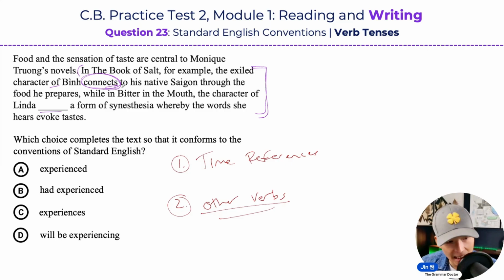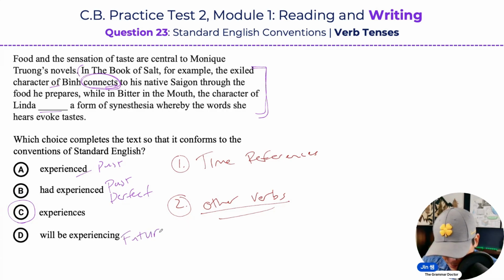Bình connects. So you want to, because you're talking about the same thing. The topic is about the general characters in these books. You want to use the same tense. You want to keep the tenses consistent. So this is why you want to choose answer choice C for this question here, because answer choice A is the past tense, answer choice B is what's known as the past perfect tense, and answer choice D is a form of the future tense. Whenever you see will, you're thinking future tense. So that'll be it. Keep your tenses consistent.